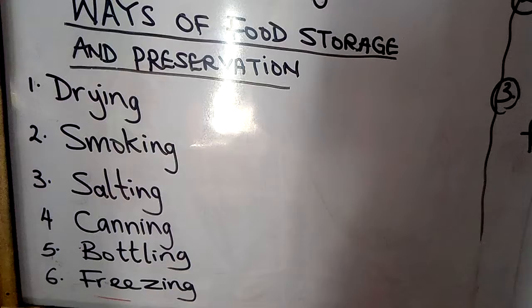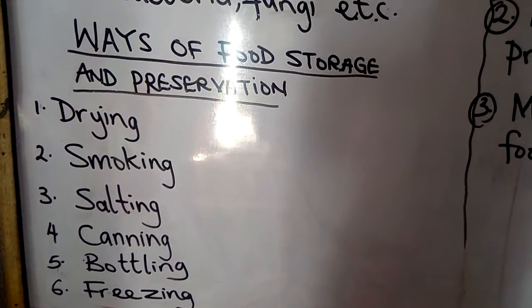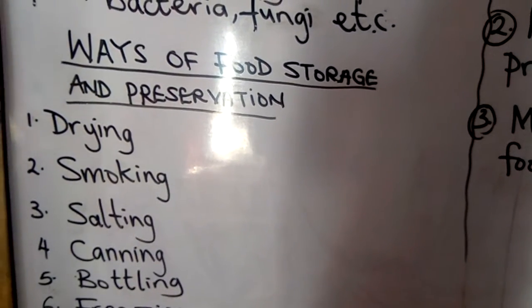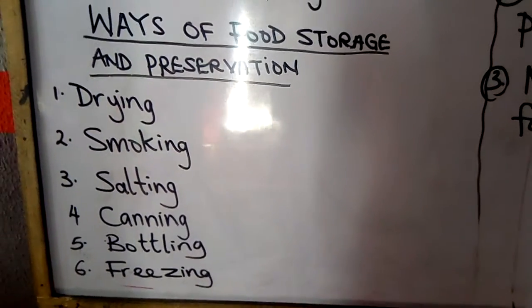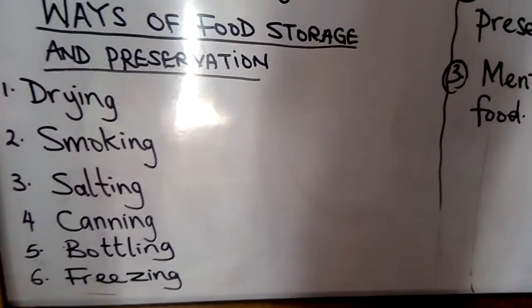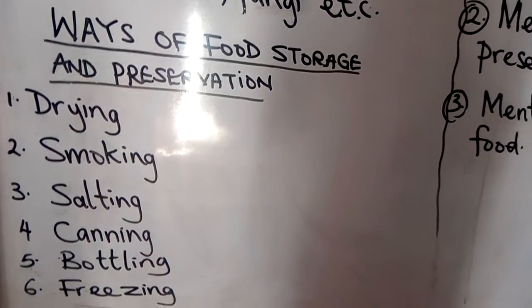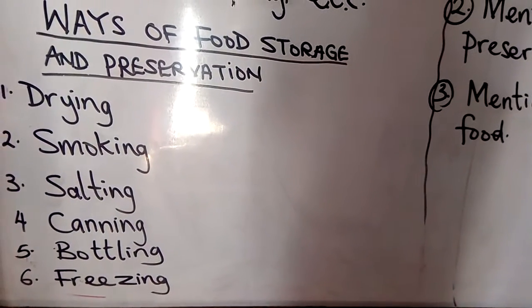Example, we have the dry fish. You can dry your fish so that you expose the food to sunlight. That's an example of drying.